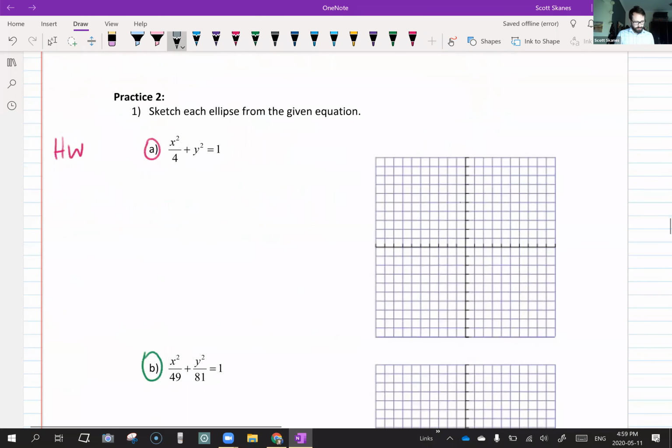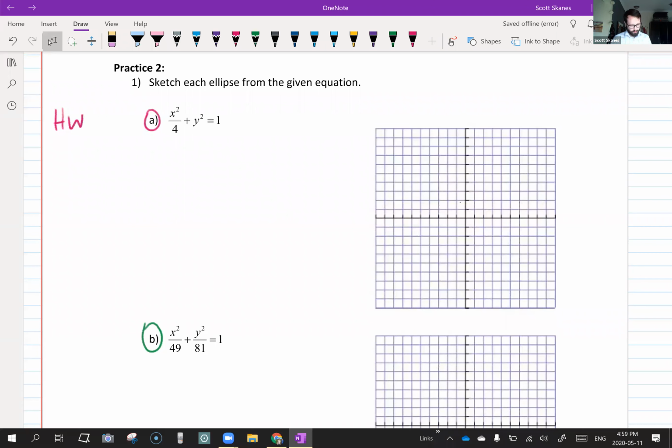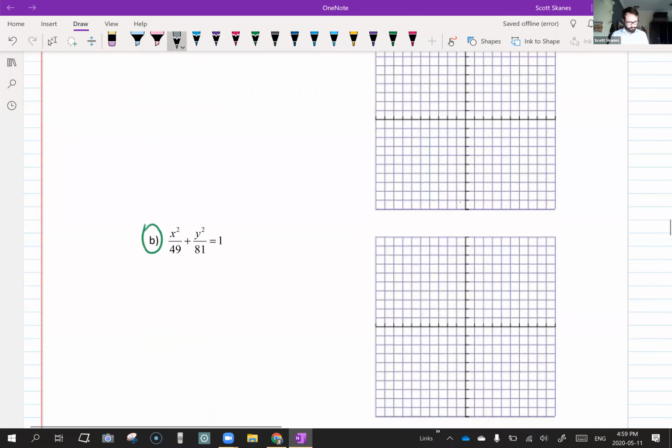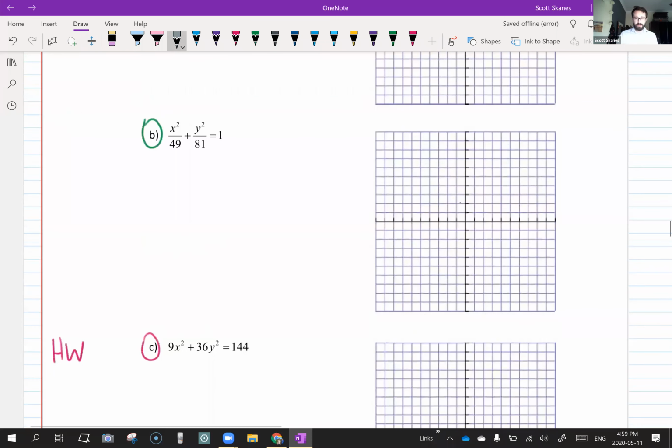Okay. So practice 2. The first one you'll do for homework, but in this case, we need to sketch each ellipse from the given equation. A little break. This one's a little easier. Let me talk you through it. First of all, where's the center? You should know the center, in this case, 0, 0.